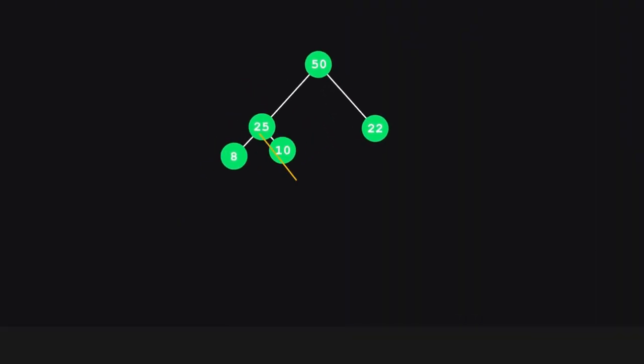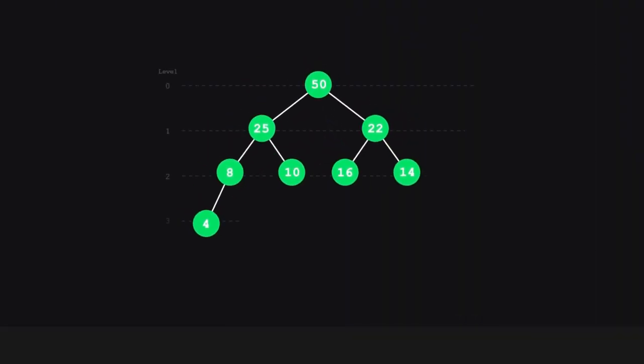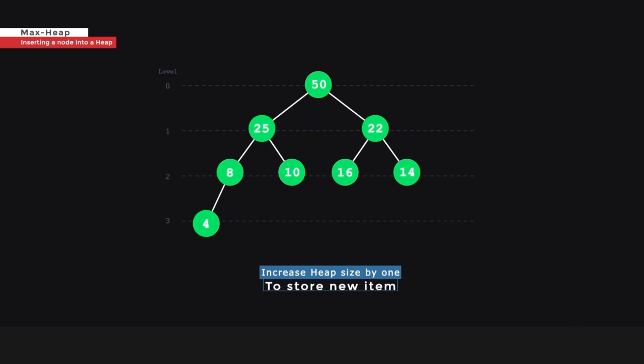Now let's have an example of the insertion operation in the max heap data structure. The task is to insert a new element into the heap while maintaining the heap properties. The idea is to first increase the heap size again by 1 to store the new item. Then we must store this new item at the end of the heap. Suppose we want to insert a node with a value of 29.